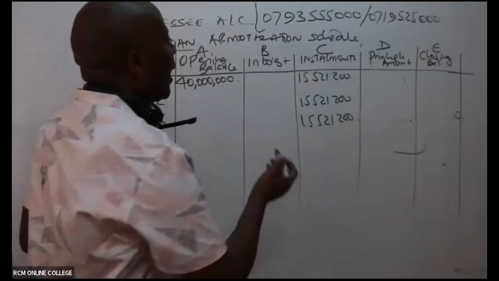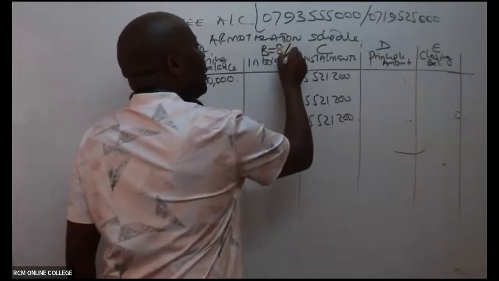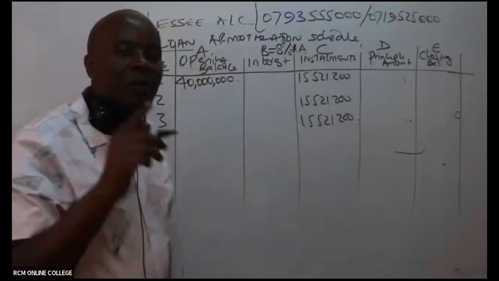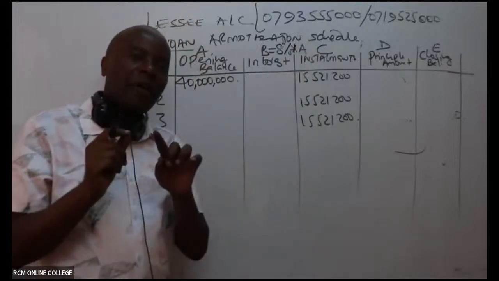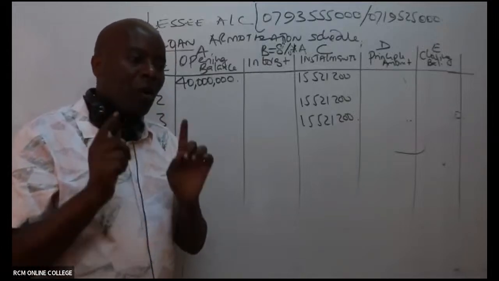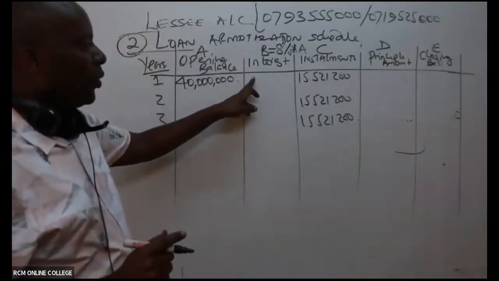Oh, yes. And to get the interest amount, you shall take the rate given, which is 8% times column A, because remember, interest is normally levied on opening balance. So then can somebody in this case give me this interest amount?